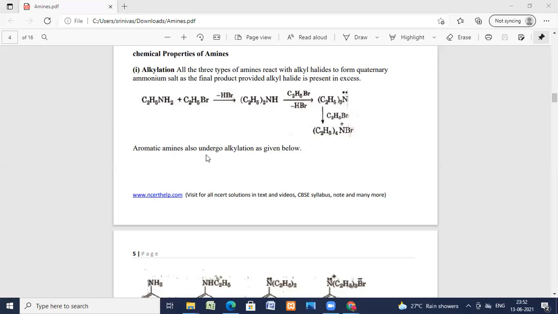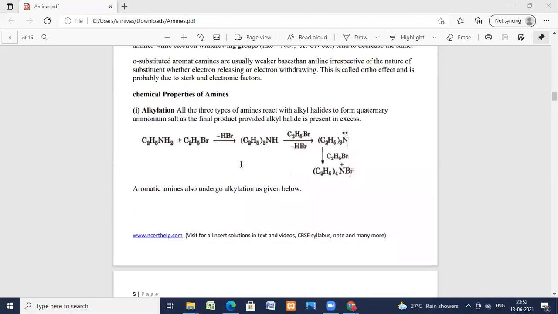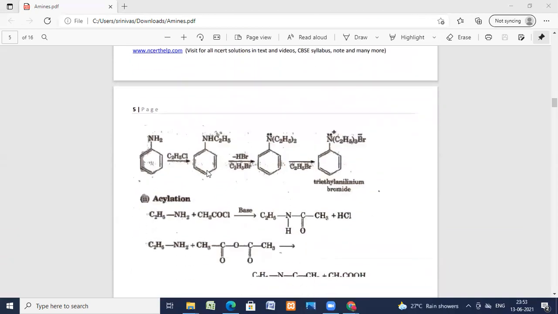Aromatic amines also undergo alkylation as given below. Alkylation can be done for the three types of amines. So all three types of amines react: the primary, secondary and tertiary can react, but not the quaternary. As hydrogens are present, the amines will react with the alkyl halide. In the same way, the aromatic amines will react.